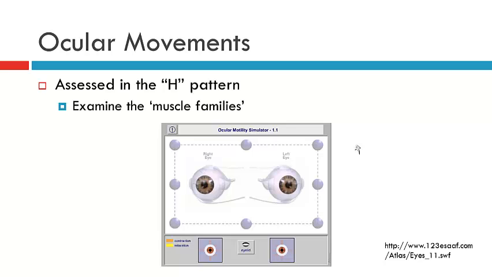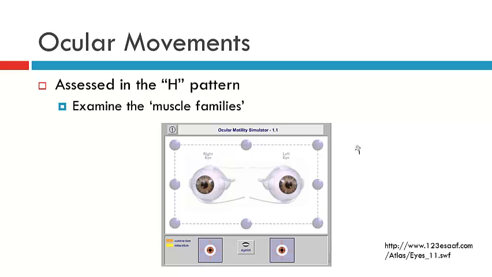So when assessing ocular movements, it's important that we do so utilizing the H pattern. The reason we do this is so that we're able to examine the muscle families. The family of muscles are those that form a muscle sequelae. So say for instance we had an underaction of the superior oblique or a palsy of the superior oblique, we would be interested in looking at the yoke muscle, the ipsilateral antagonist and the contralateral antagonist. And the H pattern allows us to do this in a systematic approach.